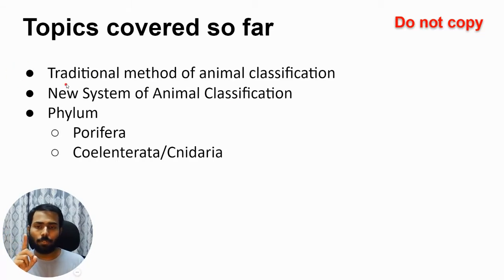The first criteria was body organization. Was it a protoplasmic grade body? Does it have a cell tissue grade body? Does it have a tissue organ grade body? So on and so forth. Then the second criteria we had seen was symmetry. Is it asymmetric? Is it bilaterally symmetric? Or is it radially symmetric? These were the three types of symmetries.